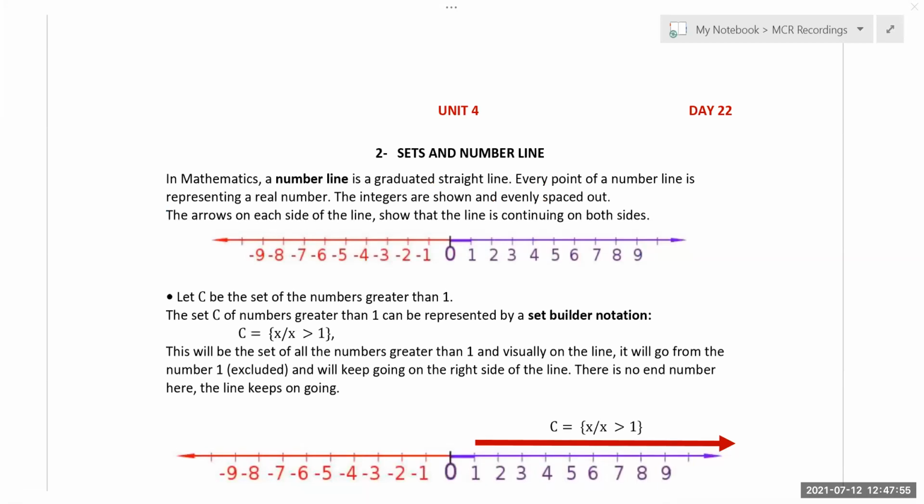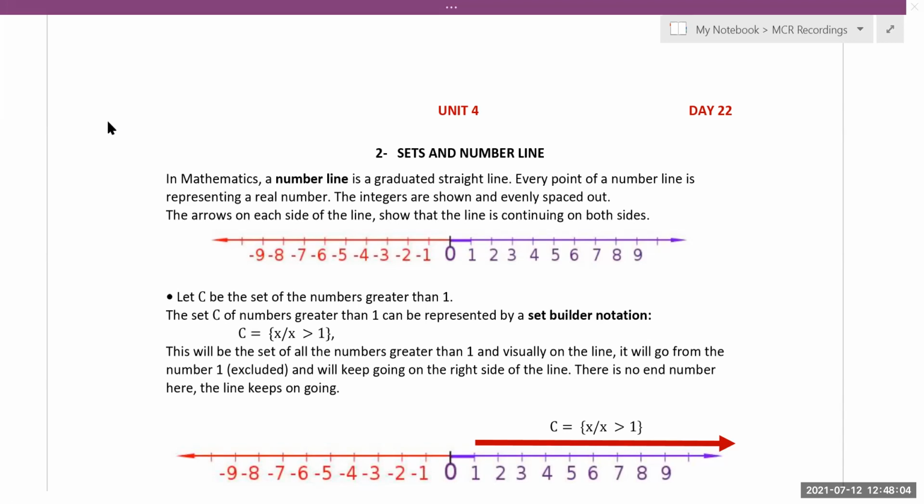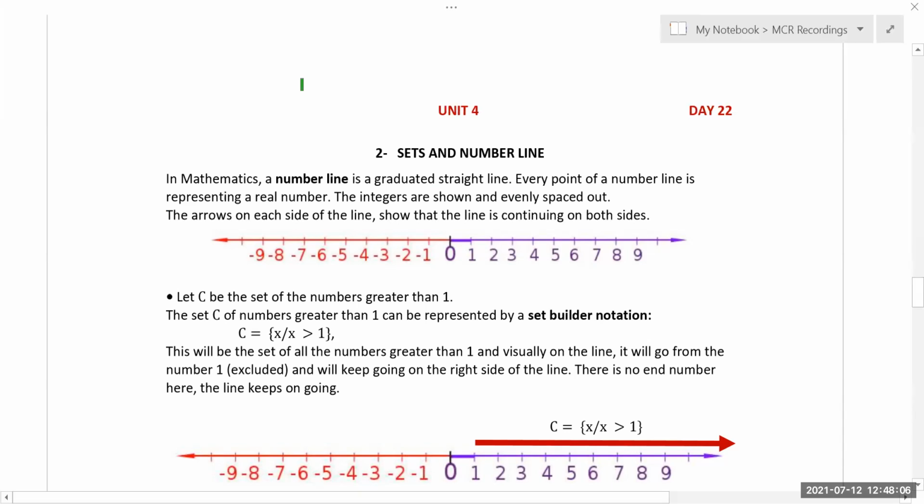All right, so if we look at sets on a number line, the idea here is, when I'm looking at a set in set builder notation that has a mathematical piece, say for example, x is greater than 1, what I do is put an open dot here saying it doesn't include it, and then shade. And that's another representation of saying that that's the set C.